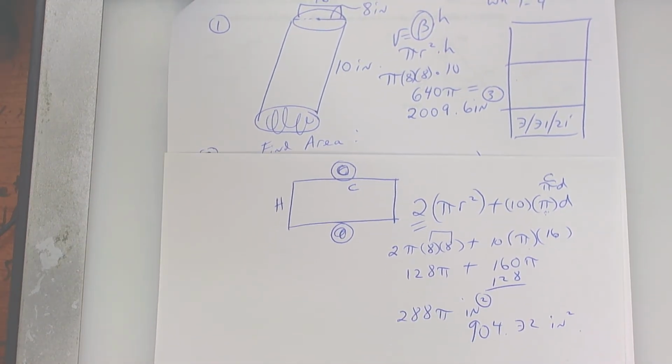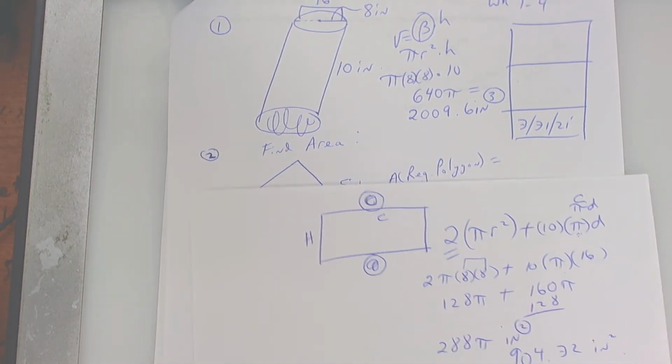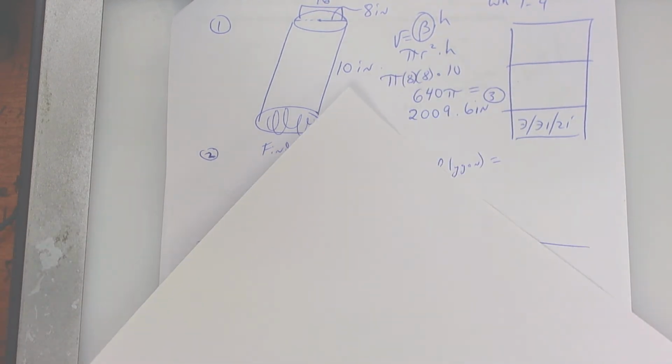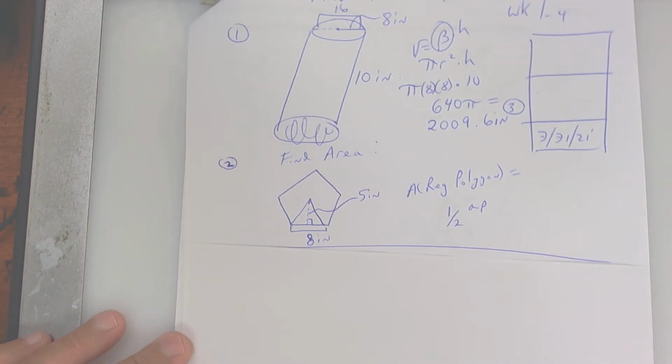And by the way, this one is slanted, so that's called an oblique cylinder. Oblique. Make sure you know that word. And down here, surface area, this is a regular polygon.